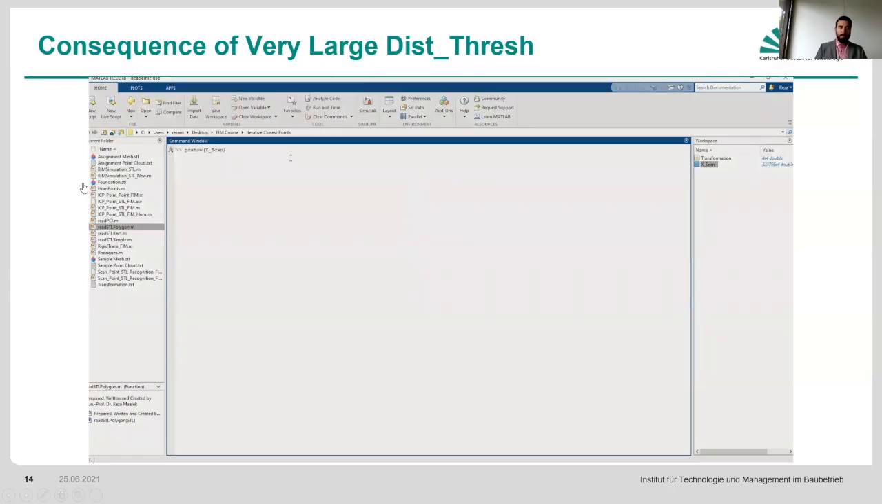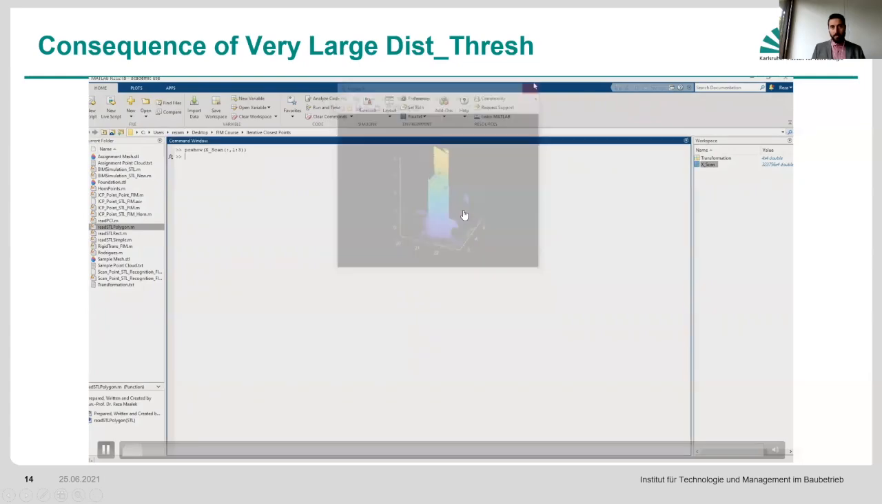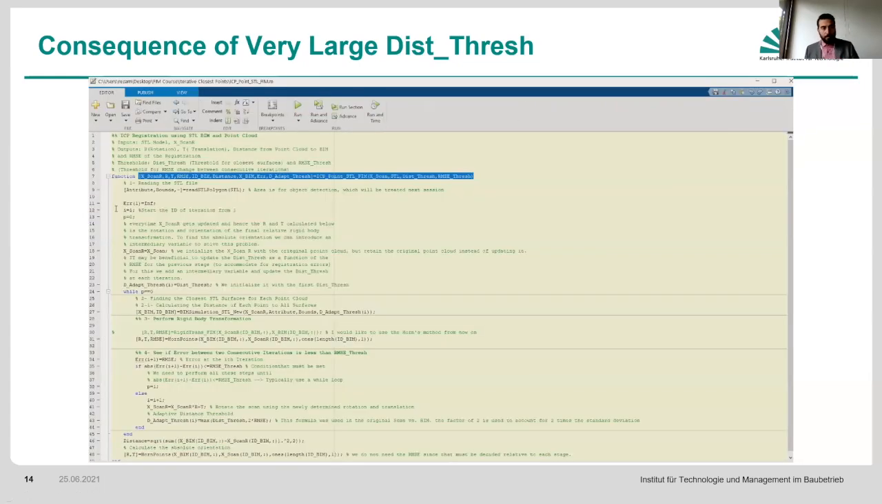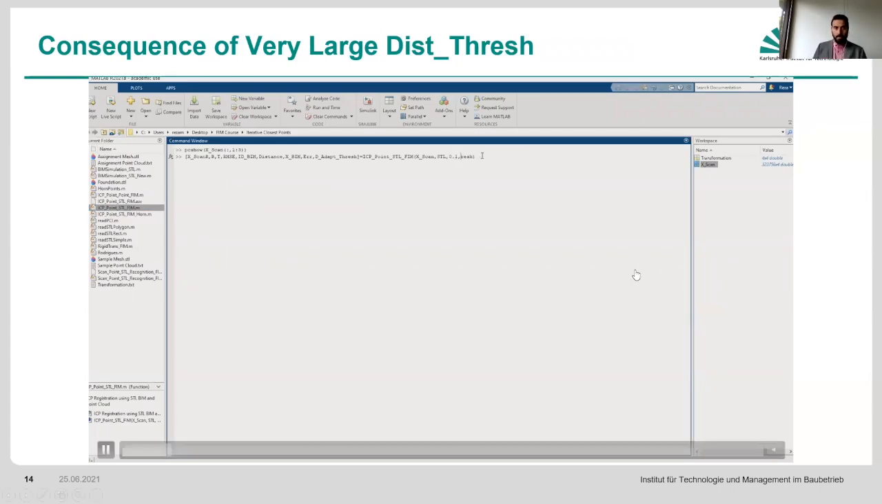So I'm going to basically use the same scan that we had there. And this is basically what it looks like. And then I wanted to basically go through the exact same process that we've gone through so far, but this time the ICP. And I wanted to show you what would happen if we do it with 0.1 in terms of our distance threshold.